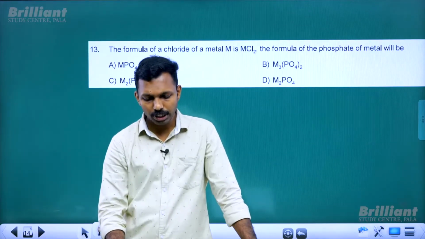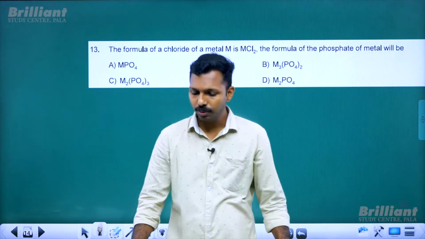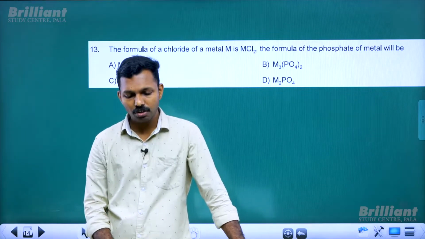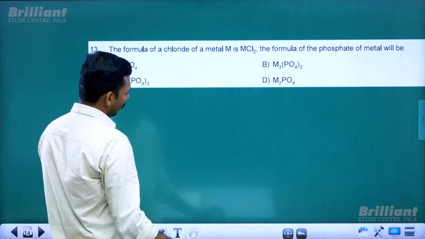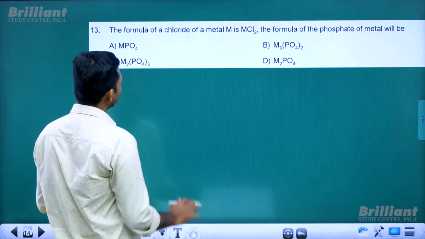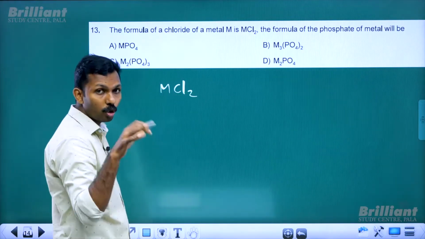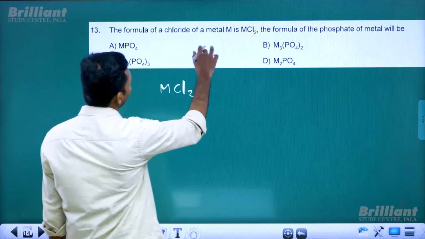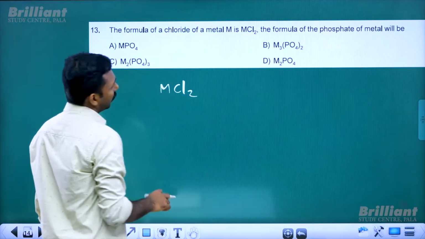Now going to 30th question. The formula of a chloride of metal M is MCl2. The formula of the phosphate of metal will be, okay, formula of the chloride of metal M is MCl2. So here it is given as MCl2. This is the chloride of a metal, okay, metal chloride. And the formula of phosphate of metal will be, they are asking.